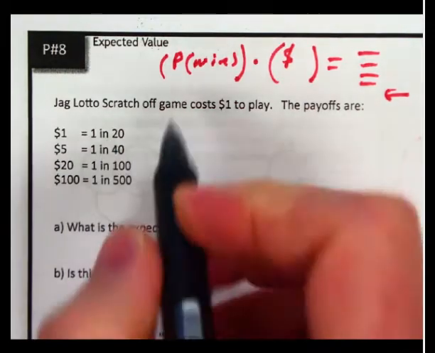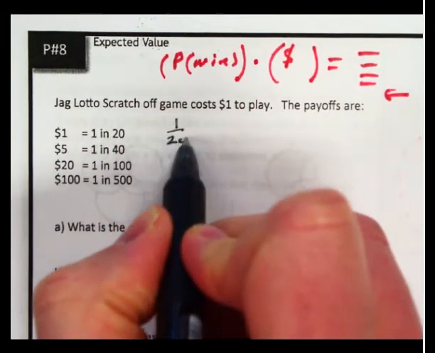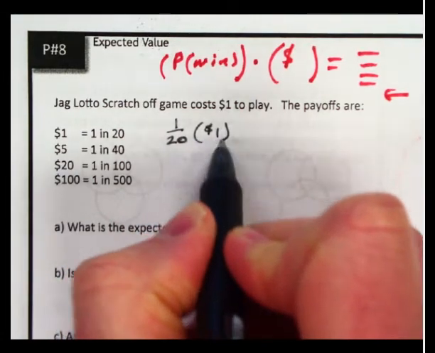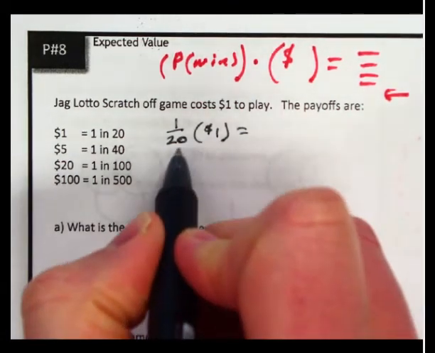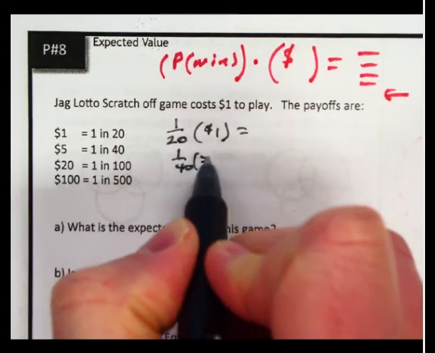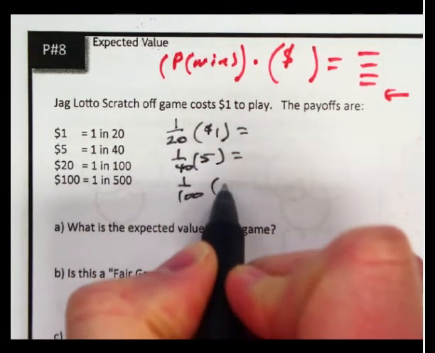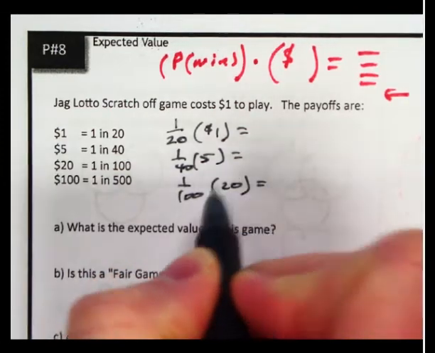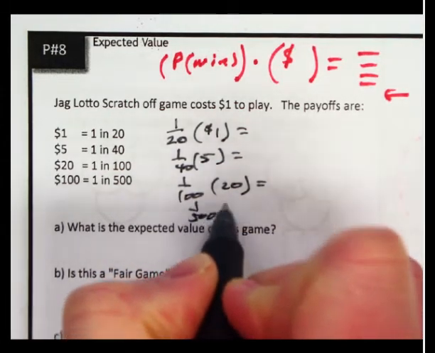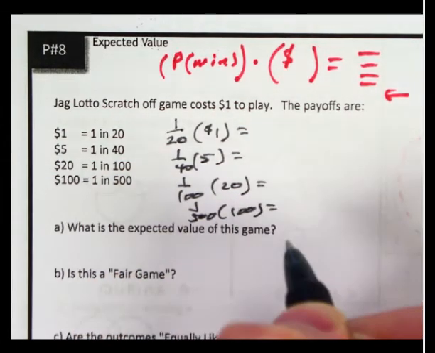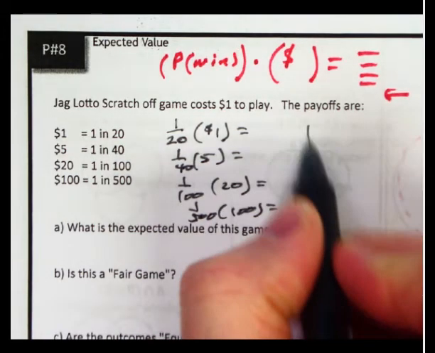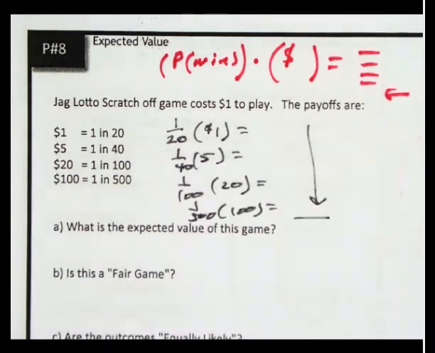Well, here's my probability. My probability of winning $1 is 1 out of 20. So I take that times 1, get an expected value. Then I do 1 out of 40 times 5, get an expected value. Then I do 1 out of 100 times 20, get an expected value. Then I do 1 out of 500 times 100, get an expected value. So I get a list of expected values, add those together, and get my total expected value.